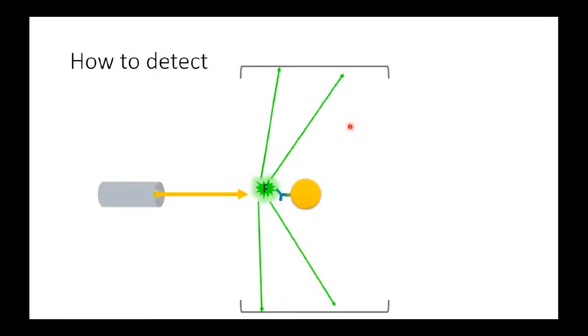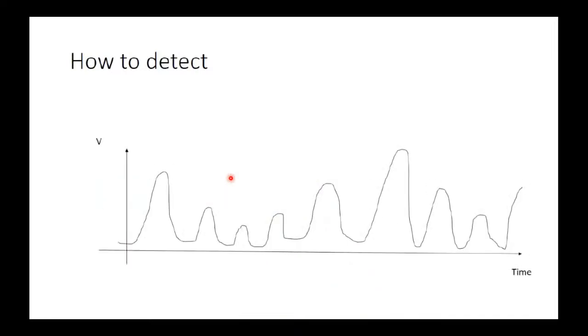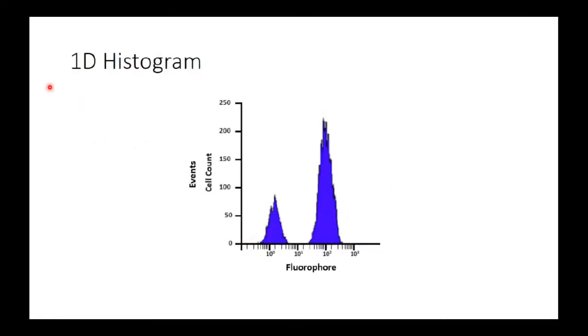Now, of course, when the cell is expressing more protein, there will be more fluorescence coming out of this cell. At the end, I will get data similar to this. So when the cell is expressing the protein, I will get a high peak, and when the cell is not expressing the protein, I will get a small peak. And then the computer will give me something called a one-dimensional histogram, which is something similar to this.